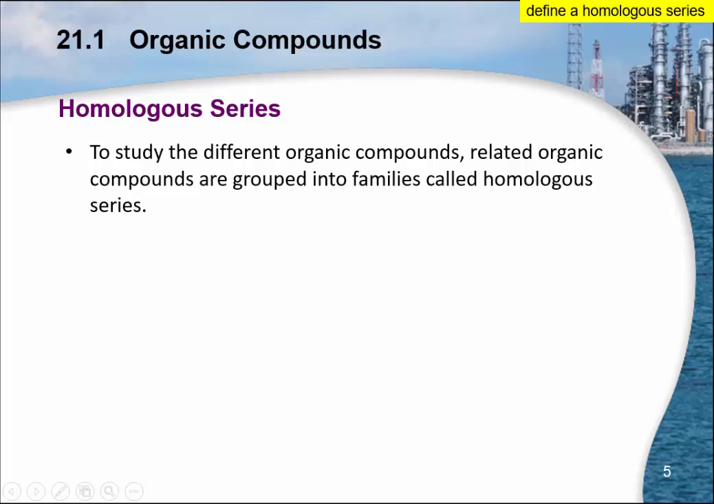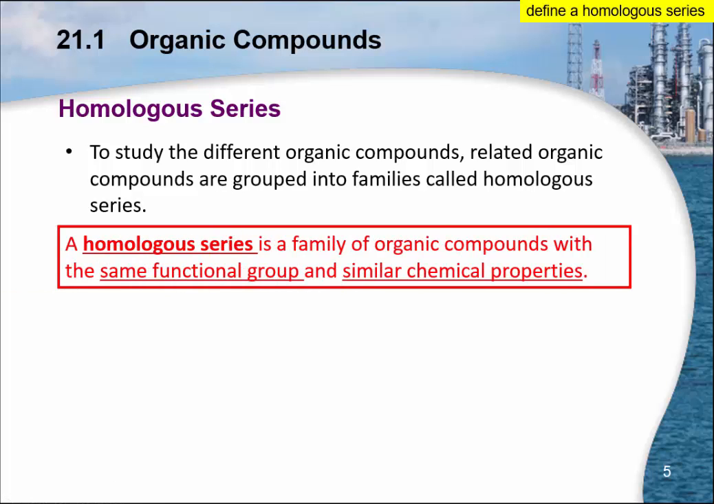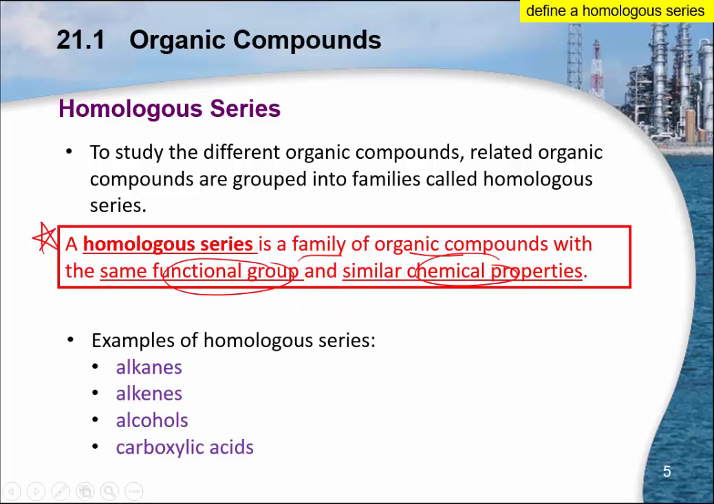So now, what is a homologous series? To study different organic compounds, related organic compounds are grouped into families called homologous series. This definition is very important. Please remember that. A homologous series is a family of organic compounds with the same functional group with similar chemical properties. In other words, they react similarly. You need to study four families, which is also the four homologous series: alkanes, alkenes, alcohols, and carboxylic acids. These are the only four families that you need to know in detail.